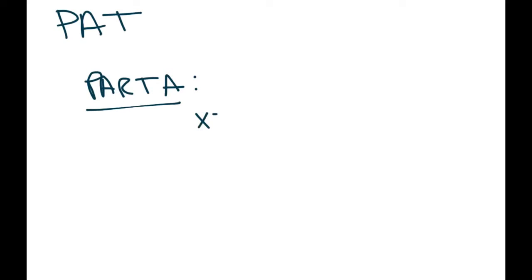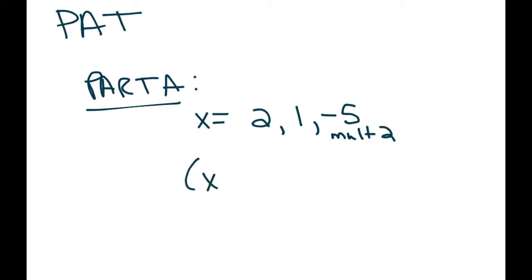I said, okay, here are my zeros. I'm going to have positive 2, positive 1, and negative 5, and the negative 1 has the multiplicity of 2. So in factored form, this would be x minus 2, x minus 1, and x plus 5 squared.